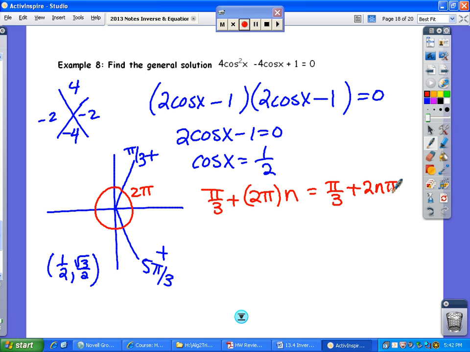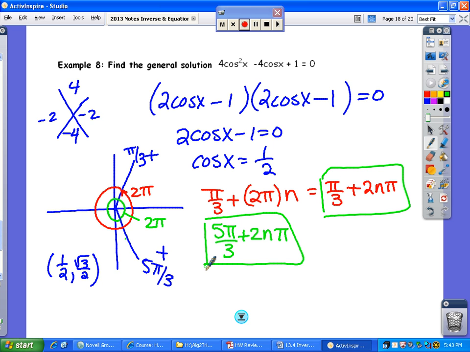All right, same thing with our 5 pi over 3. How are we going to get back around to that angle? We're going to have to go all the way around again. So here again, we're going to be a multiple of 2 pi. So it's going to be 5 pi over 3 plus 2n pi. Both of these are my answers. So with the cosine, you're going to have to do a multiple of 2n pi for your general solution.